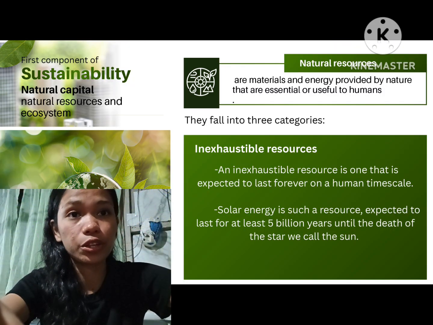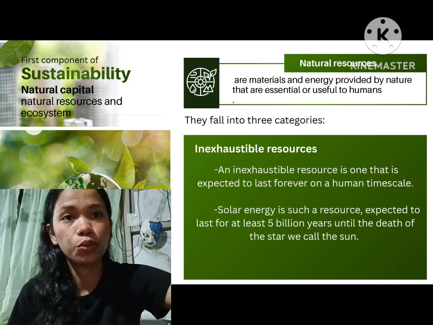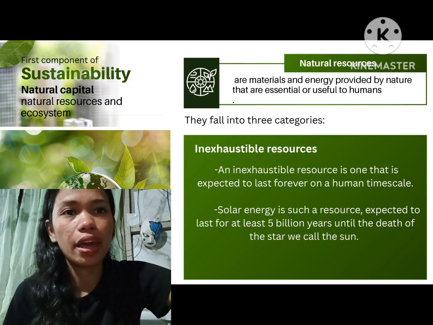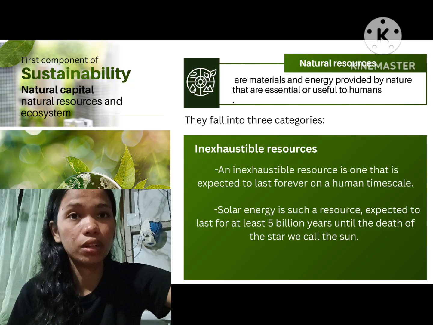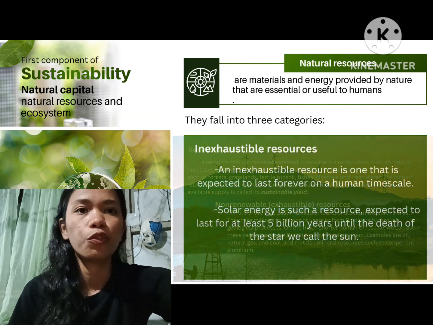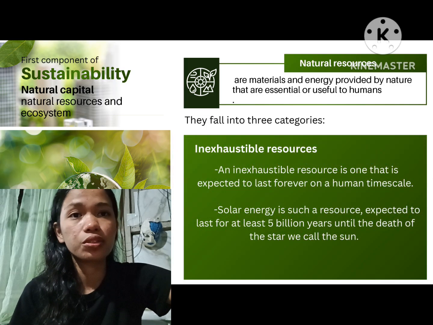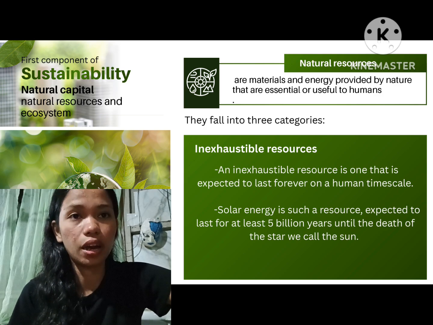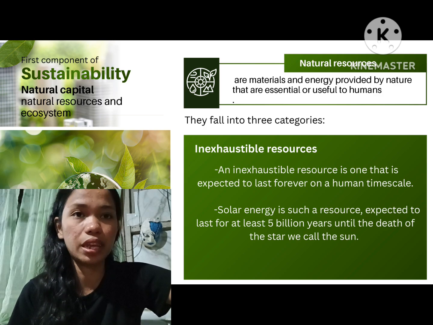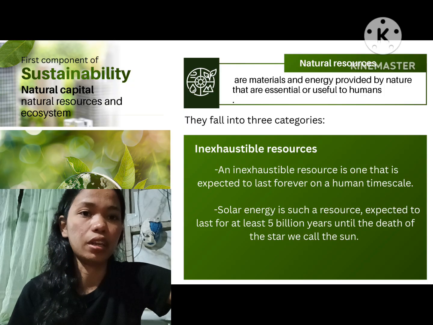Natural resources are materials and energy that come from nature and are useful to humans. They are divided into three categories: inexhaustible, renewable, and non-renewable resources. First are inexhaustible resources, which do not run out on a human timescale. An example is solar energy from the sun.